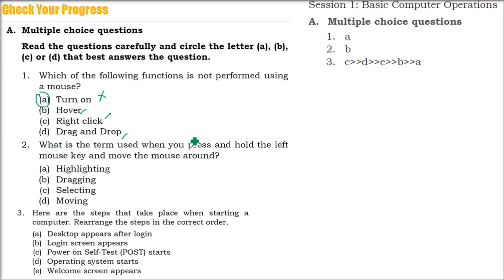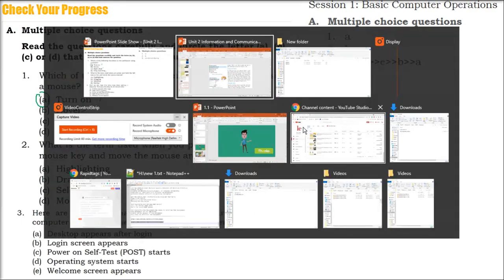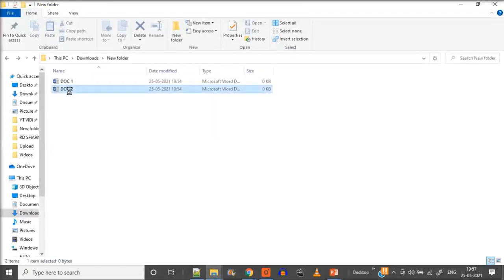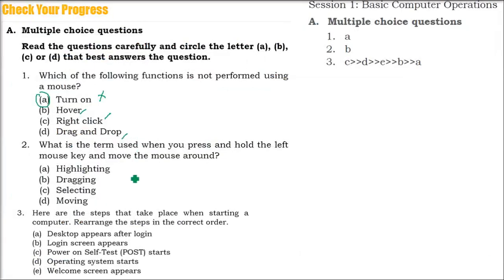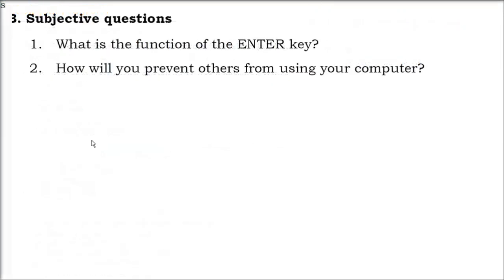Second one is, what is the term used when you press and hold the left mouse key and move the mouse around? Move the mouse around. So this is what I did. I dragged it and placed it over a new folder so that it went to the new folder. So this is dragging. The answer is dragging. This is the term used for press and hold like this.